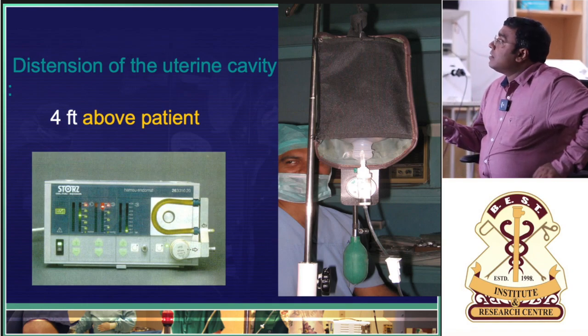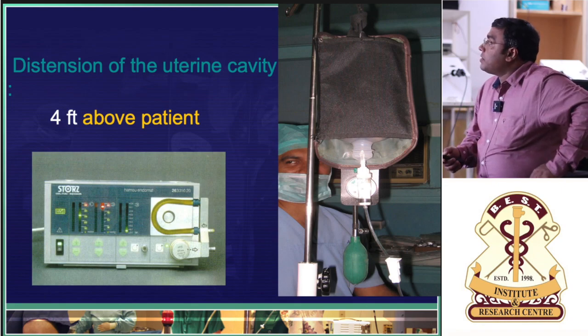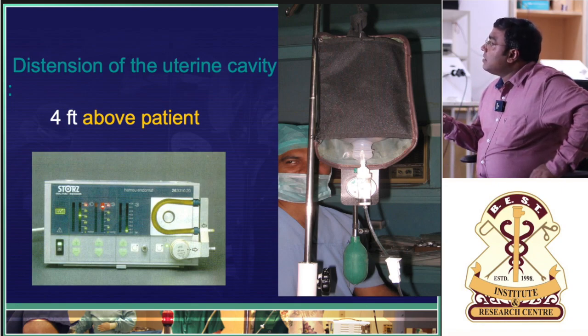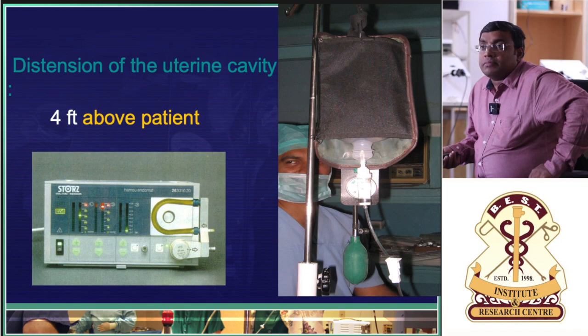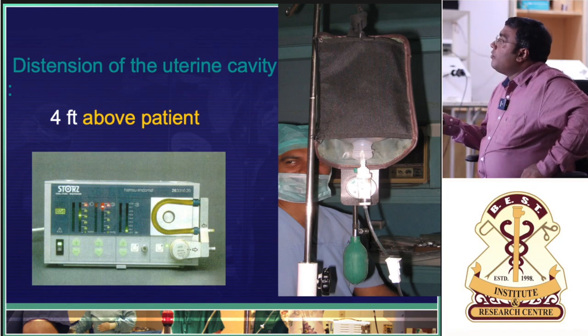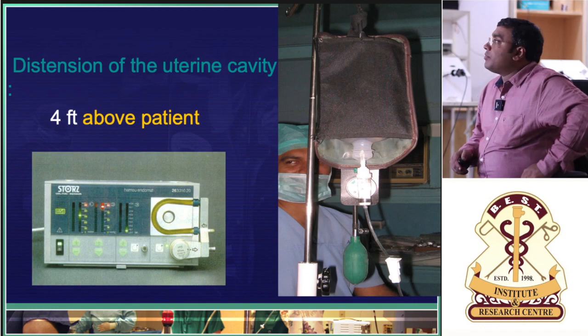See, this is a bag where pressure can be created because there is a bulb through which you can create pressure. Here there is a measuring sphygmomanometer kind of gauge, so it tells how much the pressure is. If you just place the bag 1.5 meters, or 4 feet, above the patient, it is sufficient to get good distension of the uterine cavity.